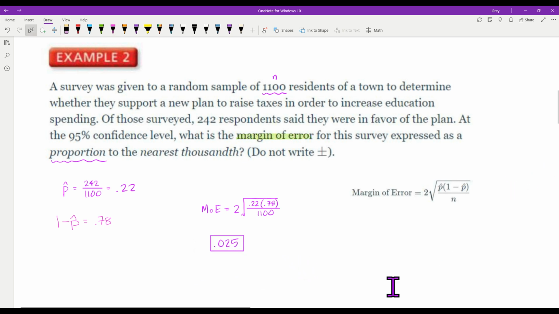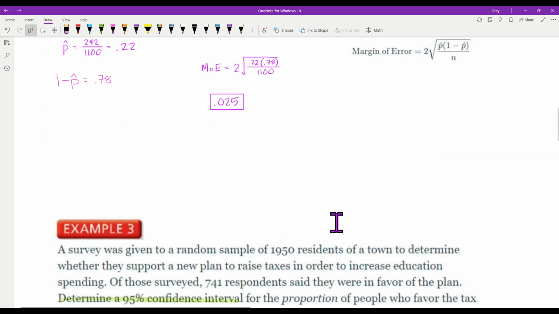Now, if you wanted the interval, then you would take this. Well, we'll get to it. I don't need to go there. Let's keep going. Okay? So, example 3.